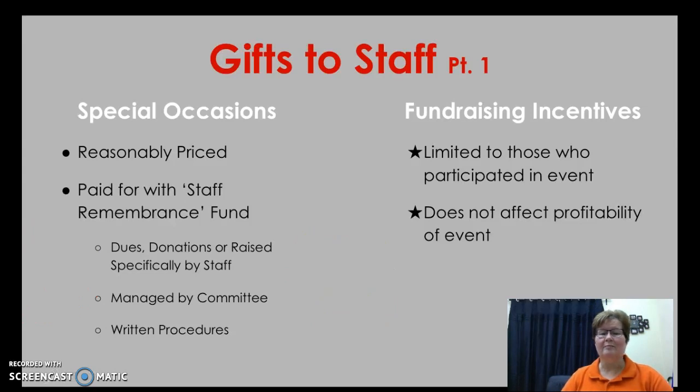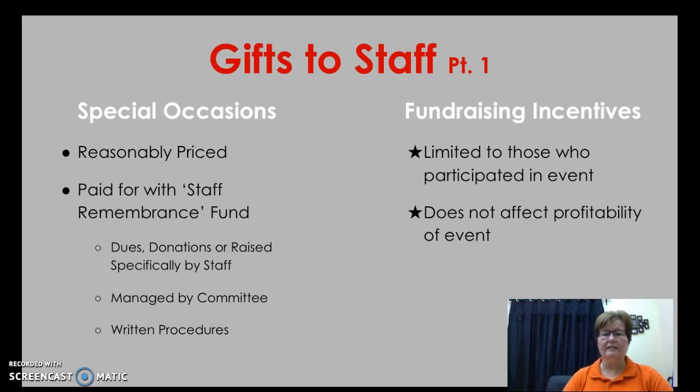These gifts need to be paid for with what the text called the Staff Remembrance Fund. Now these are funded by dues, donations, or money raised specifically by the staff. It's managed by a committee. And there are written procedures that need to be reviewed at least once a year.